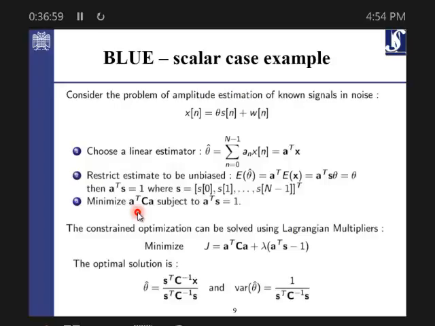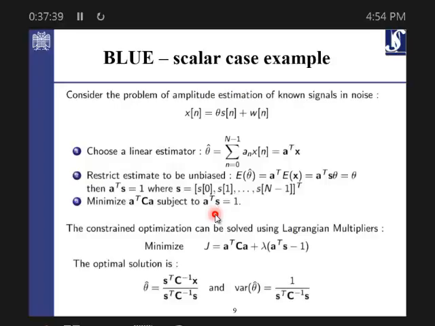That should be minimized, but we already had one condition, that A transpose S should be 1. So the statement of the problem in the BLUE scalar case is to minimize this energy subject to this condition. And you're looking for the theta values. We can change this constrained problem to an unconstrained dual problem using Lagrange multipliers.